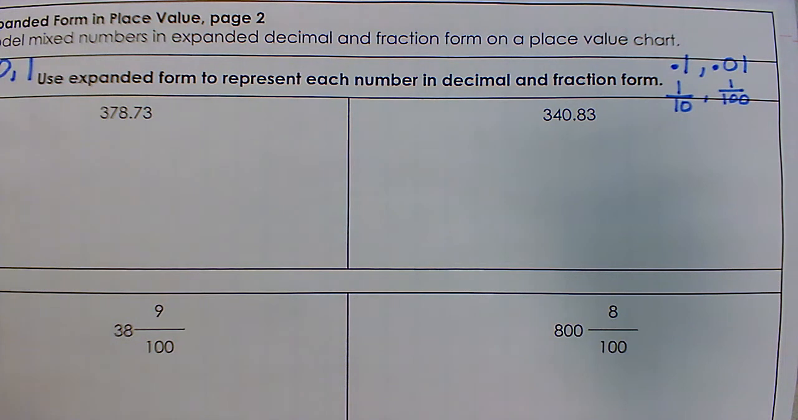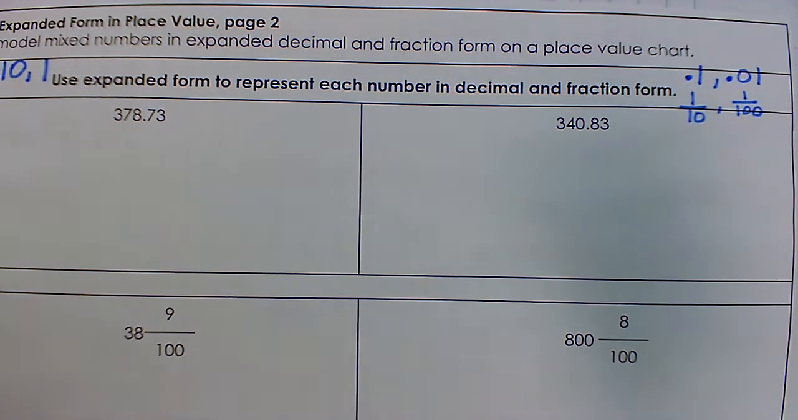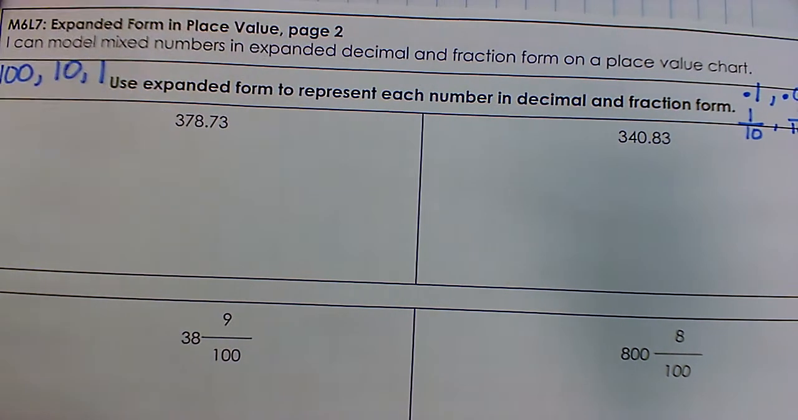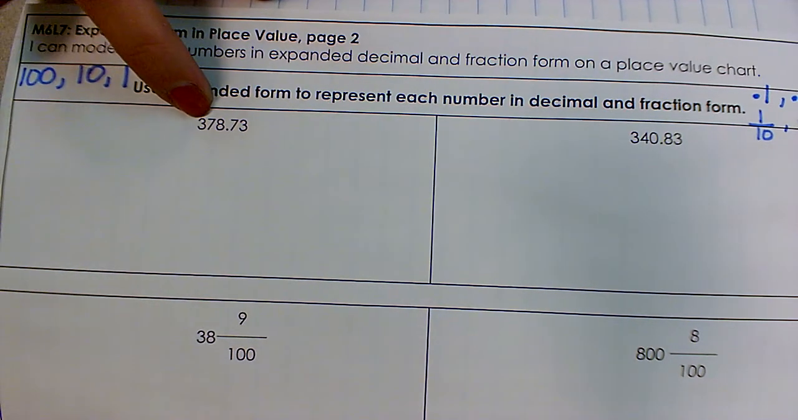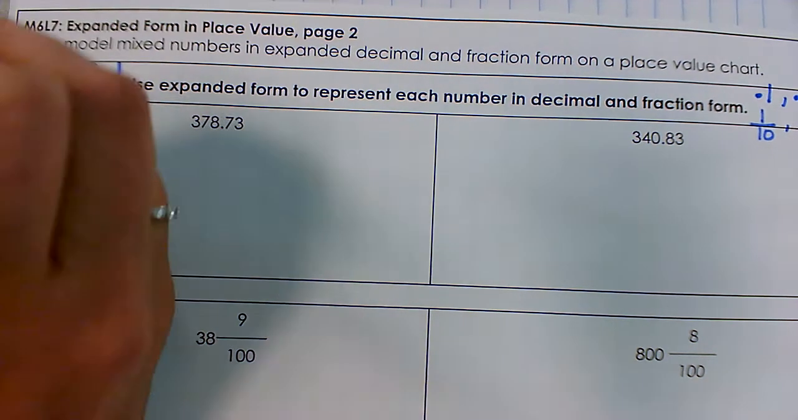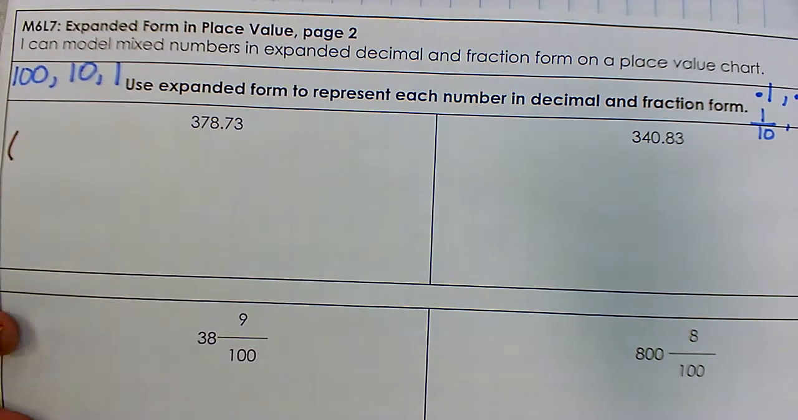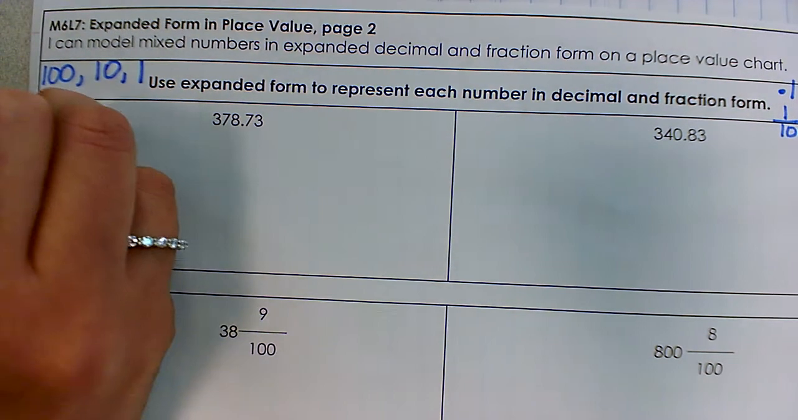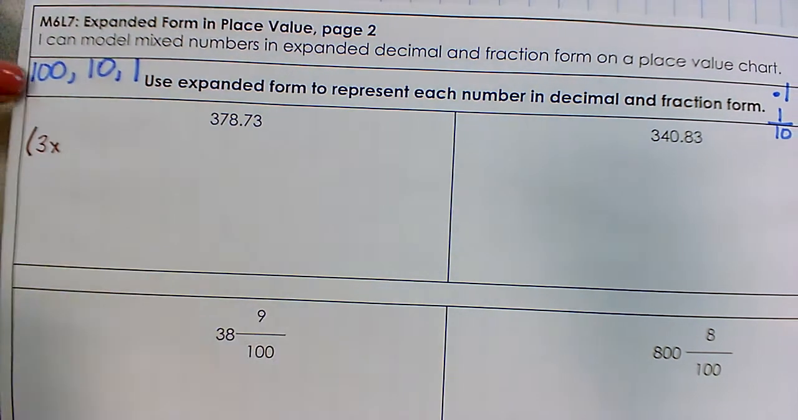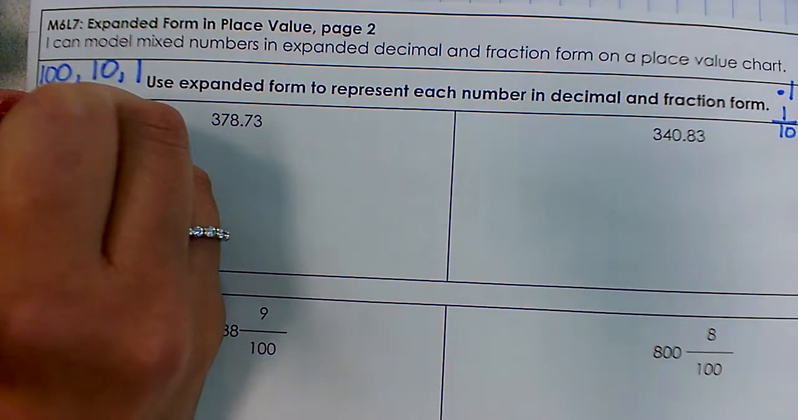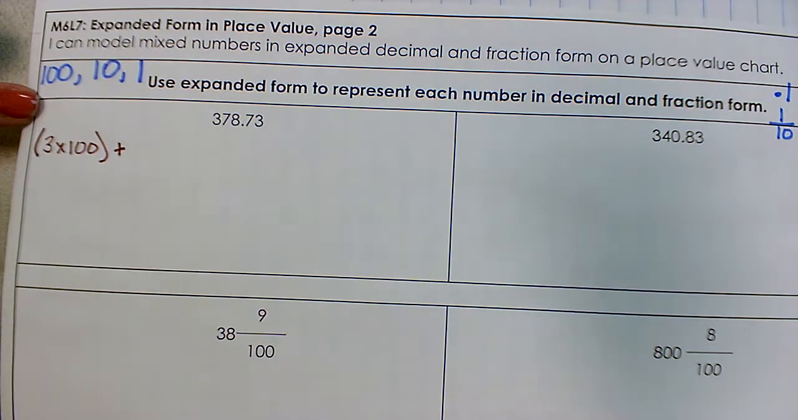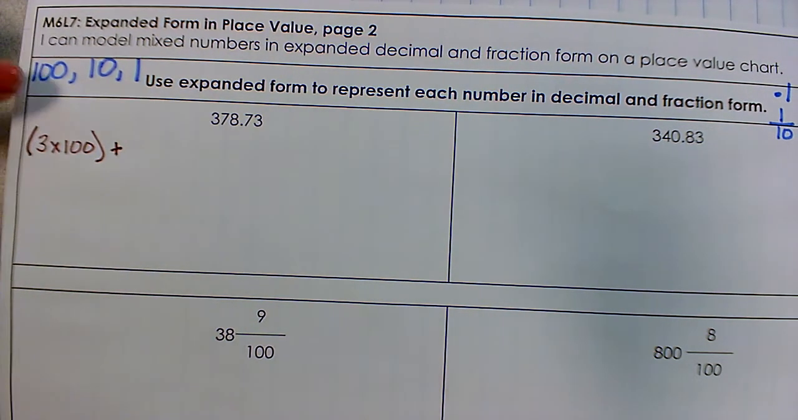Okay, so let's take a peek at this number, 378 and 73 hundredths. I want to focus on each and every place value. So the first place value is that hundreds place, and there's a 3 in there. So this is when we make our groups. Okay, so we have lots of parentheses. I'm going to say 3 times, this is where this comes in handy, 100, because that's the place value I'm in. Close the parentheses, and now I'm ready to add the next place value.